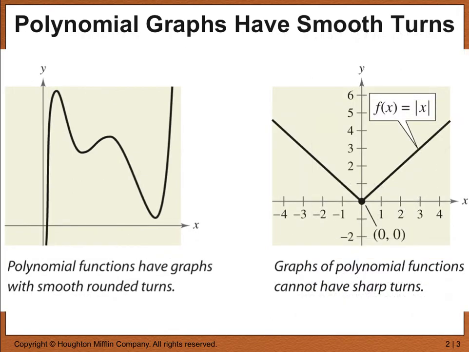Polynomial graphs also have smooth turns. You never have sharp turns in a polynomial graph. And therefore, if you ever see a graph such as this function, f of x equals absolute value of x, a graph like that with a sharp turn is not a polynomial. It simply doesn't qualify as a polynomial.